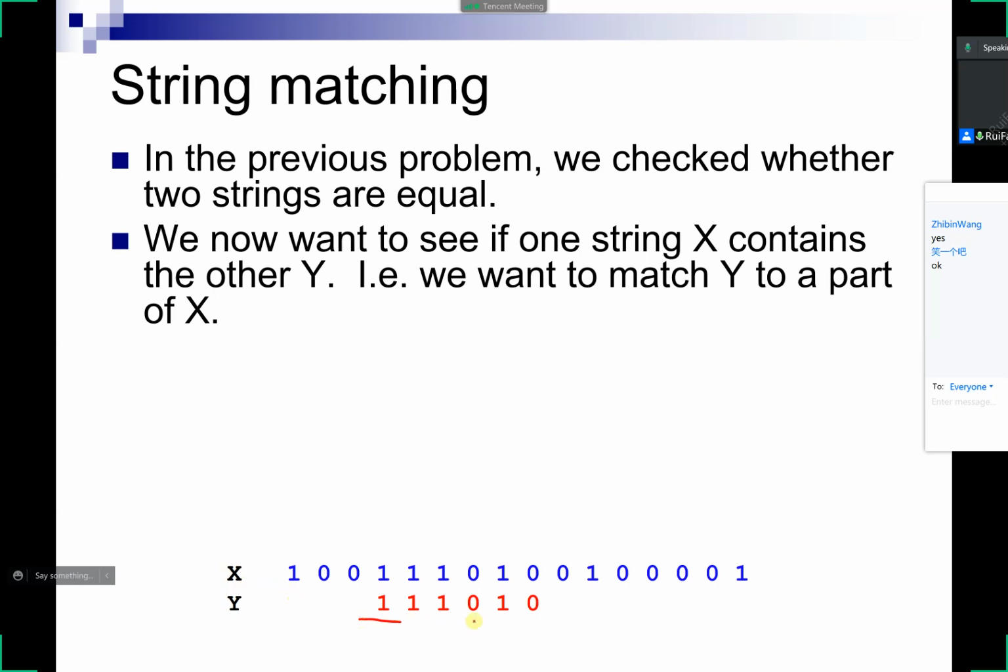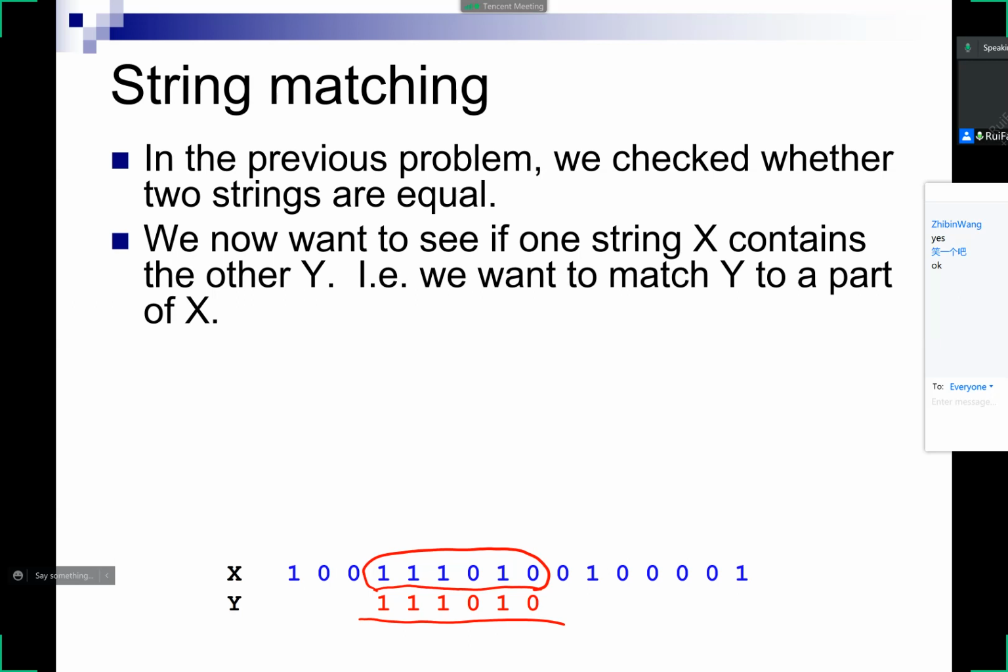For example, here, if this is a string y, then y is contained as a substring in x. Notice that we want y to be a substring of x, not a subsequence of x. In other words, y has to occur consecutively in x. There can't be any gaps where y occurs in x. Remember we talked about the longest common subsequence problem, where there also you're looking to match a string y to another string x, but in that case, you allow gaps in the match.